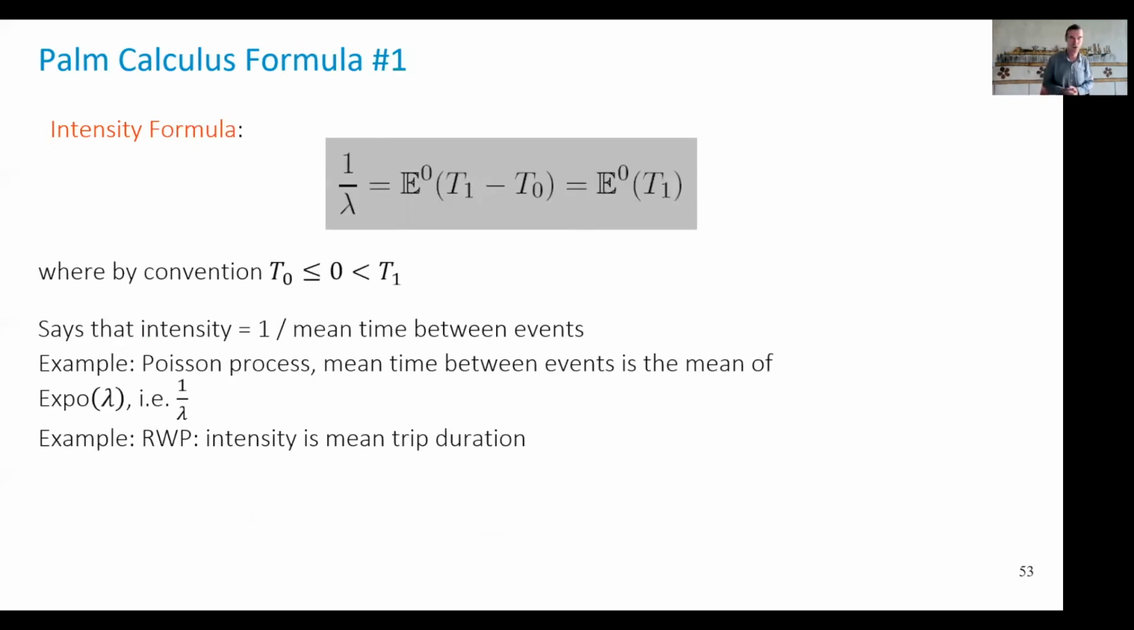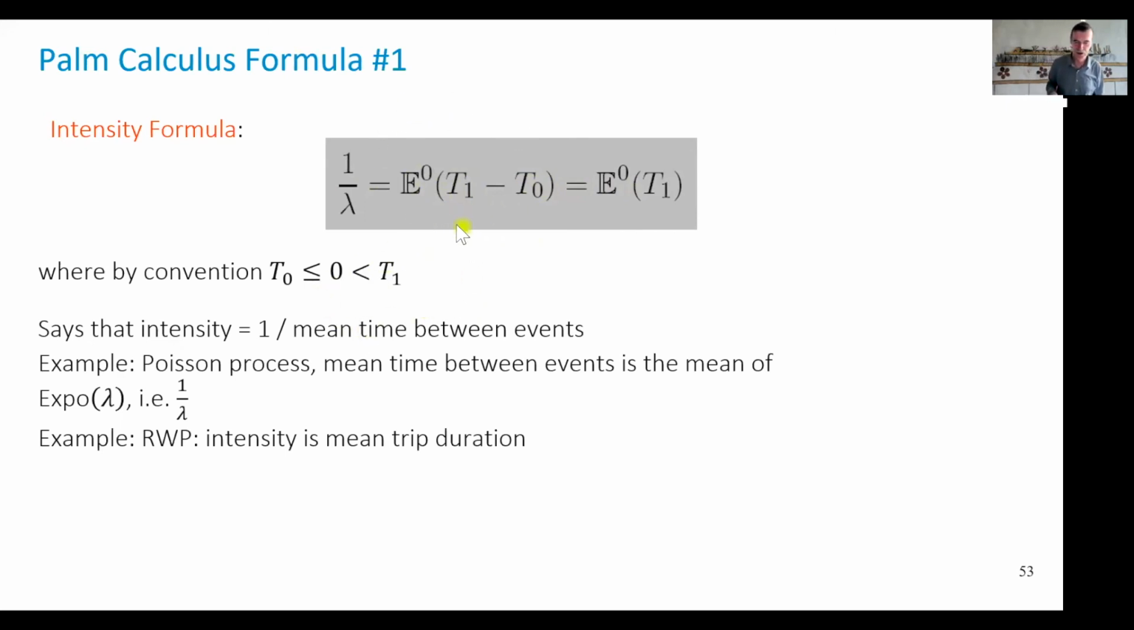And this is our first Palm calculus formula, which is given here in gray. The intensity, or the inverse of it, is exactly equal to this Palm expectation of T1 minus T0, which is also the Palm expectation of T1. So what does that mean exactly? Remember that T0 is always less than 0, and T1 is always strictly larger than 0. When we do the Palm expectation, we assume that T0 is equal to 0, so this is why those two are the same. This is just the Palm calculus way of expressing something simpler.